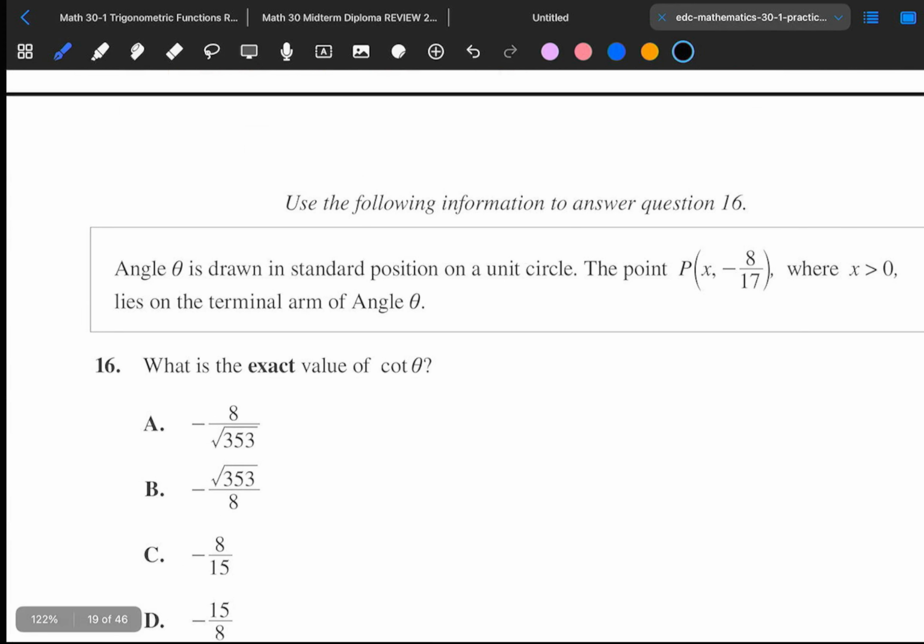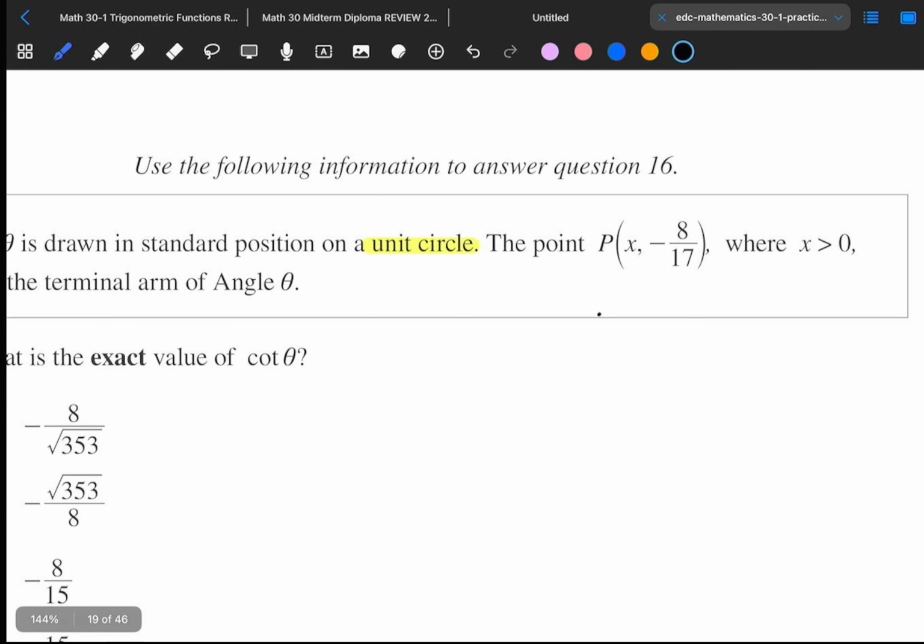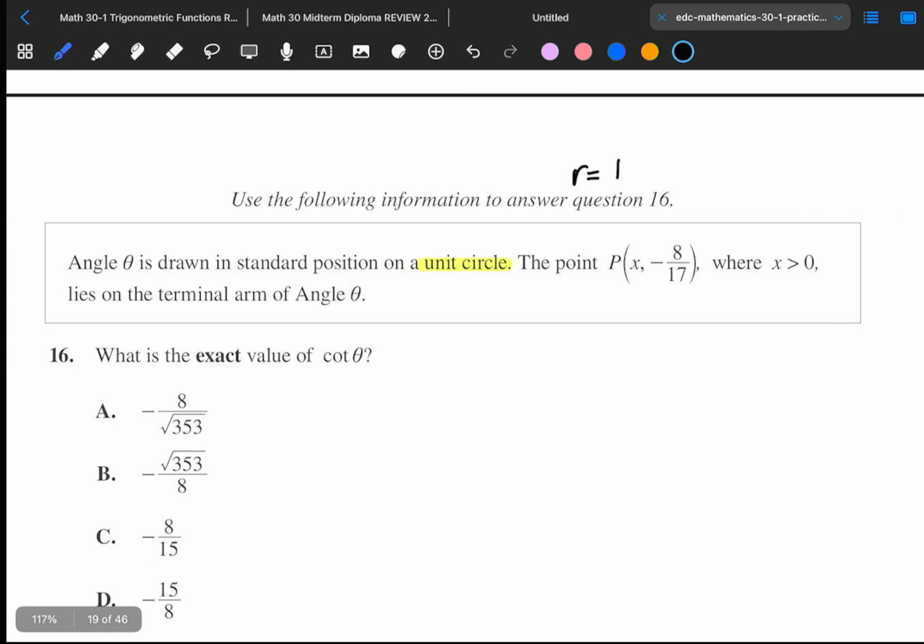Now on this next question, again, we have to look very carefully here, because when something's on the unit circle, that's key information, right? Otherwise, it's just kind of hard. We have this point x and y, but we know that our radius or our hypotenuse is going to be 1 since it's on the unit circle. We're asked for the exact value of cotangent theta. So remember that cotangent theta is just equal to x over y. So in this case, we have to find our value of x.